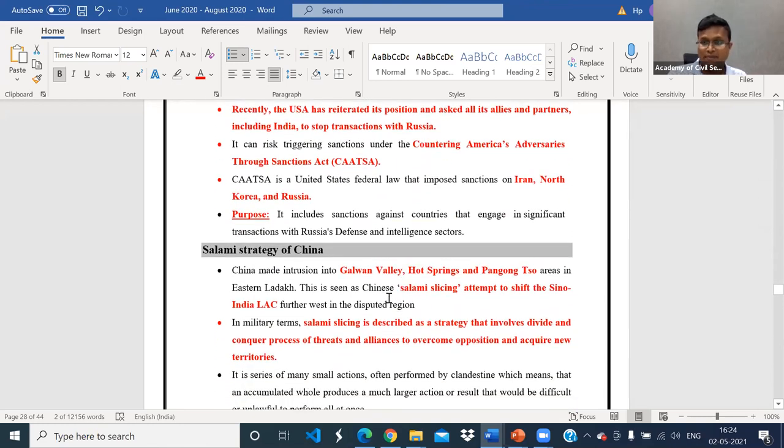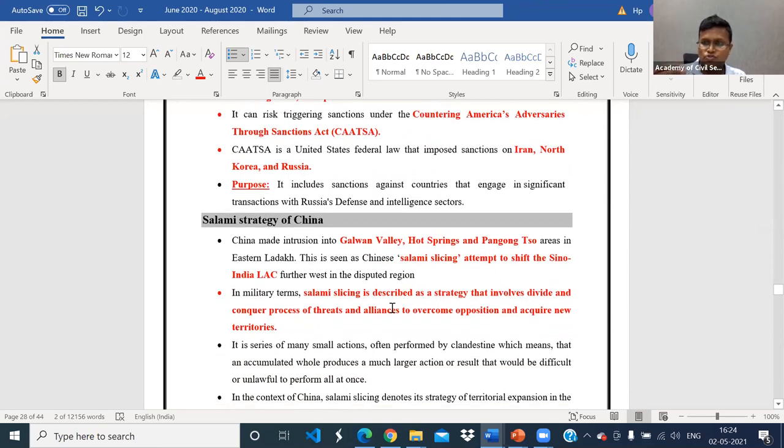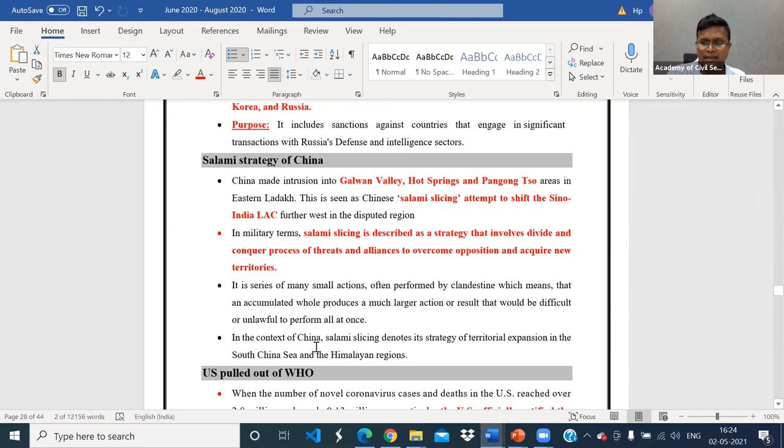Salami strategy of China, I already explained to you. Gradually, from different areas of the neighboring countries, they try this one, that one, some different slice. I showed you the image of the salami slices. Like the salami slicing strategy of China means that gradually they argued for Galwan Valley, Hot Springs, and Pangong Lake in eastern Ladakh. This is called a salami slicing attempt of China. Because last year or 2 years back, one question came, Belt and Road scheme.